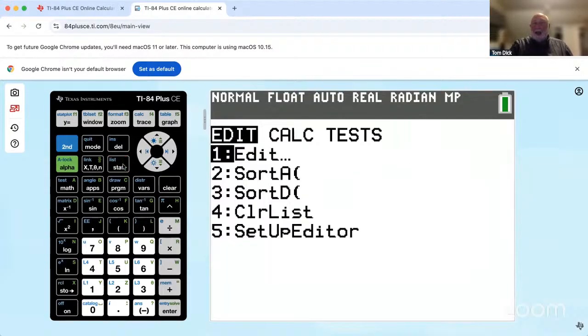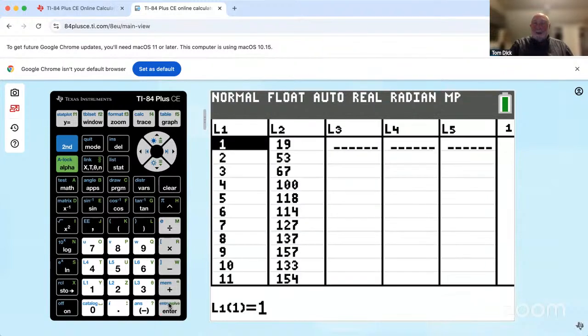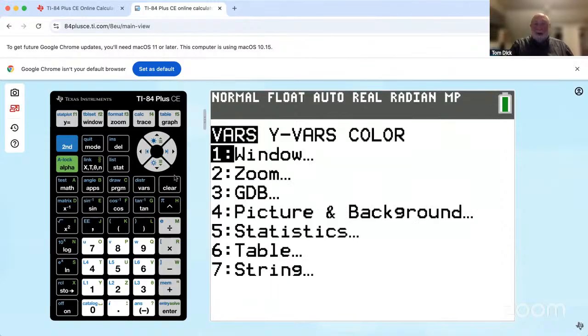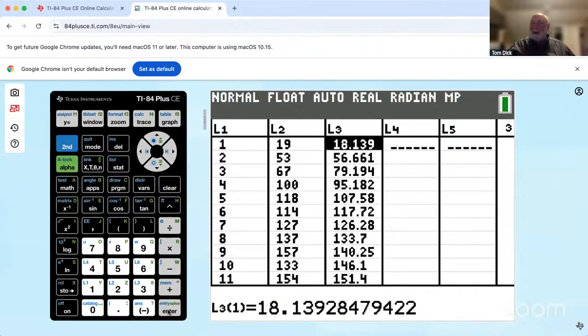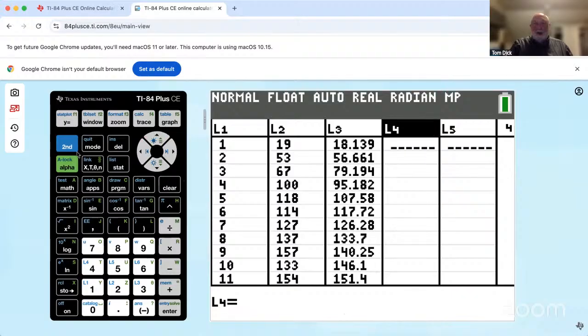Let's go back to the stat editor. Now, we'll take a little bit of a shortcut here. What I often like to do is I'll go over to, well, I'll show you because it's actually quite easy to do. I'm going to make L3 equal to Y1 of L1. So that gives me a list of my predicted values. Okay. And so now I can make L4 equal to L2 minus L3.